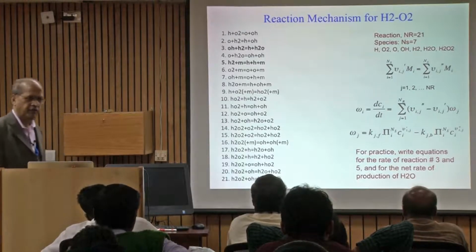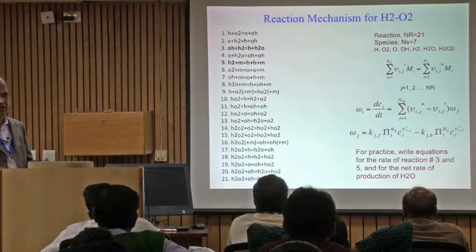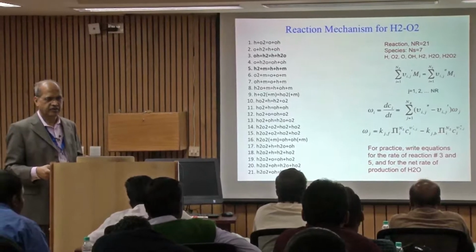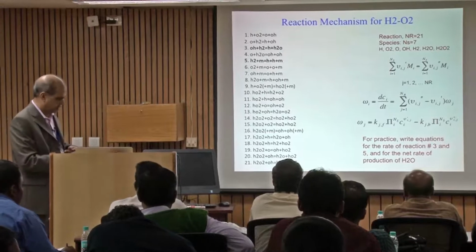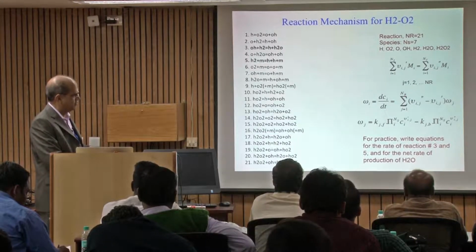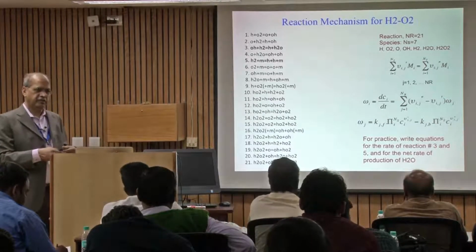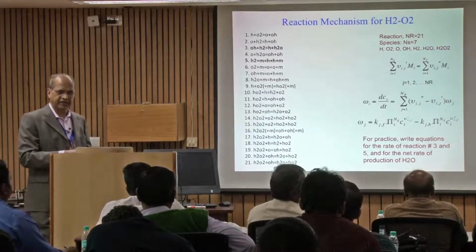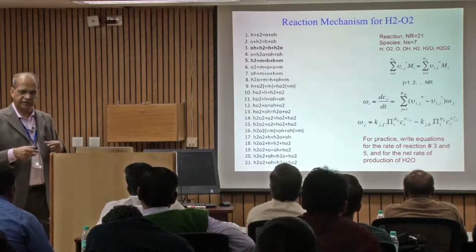Now when you write the governing equations, you have seven species, right? So there will be seven conservation equations for the seven species. In each species you will have a source term which will look like this. So the right hand side will be the source term. The concentration of the species will be determined, of course, not just by reactions, also by convection, by diffusion, by other processes. So you write the equation for the conservation of each species.